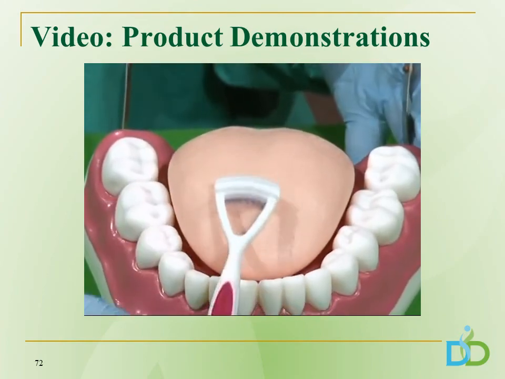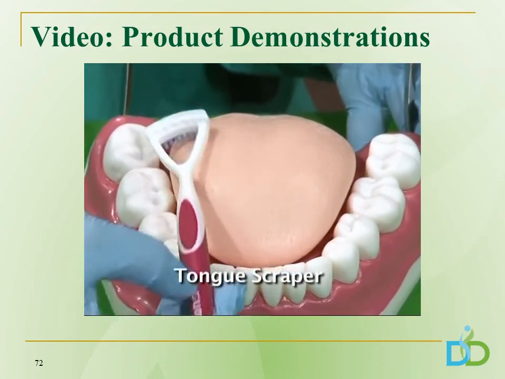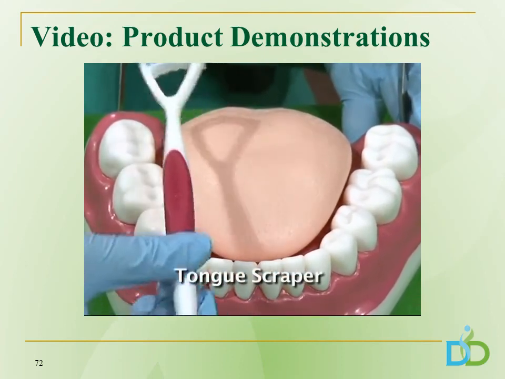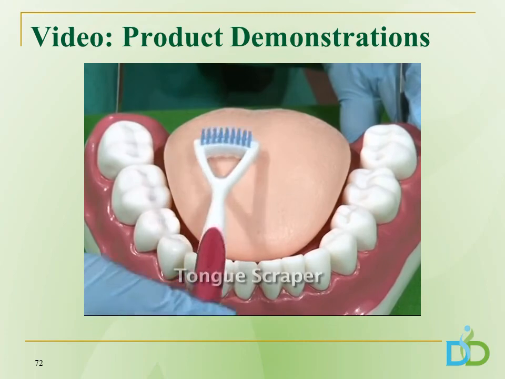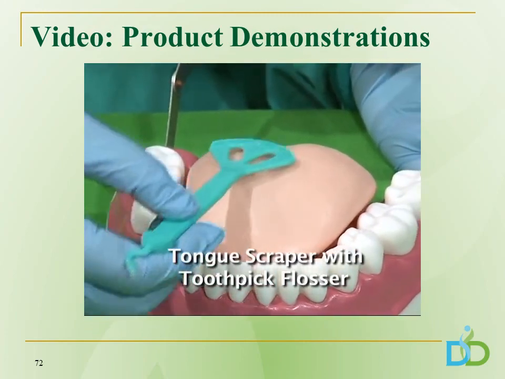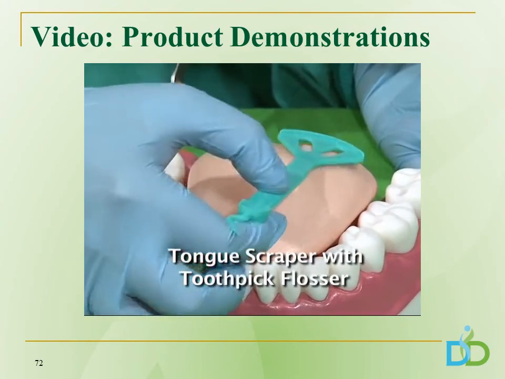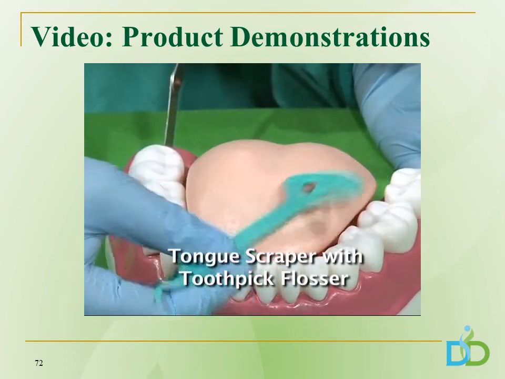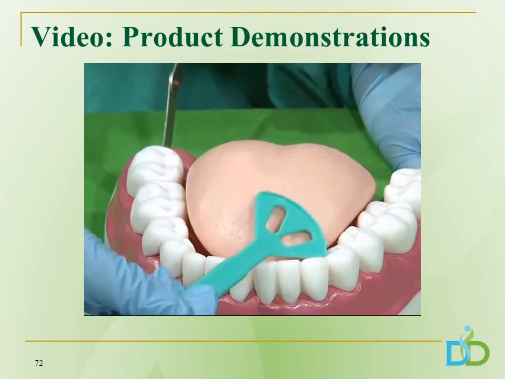You can use the bristle portion of the tongue scraper, or you can turn it around and use the other side as well. This is another tongue scraper that has small teeth on one side, which you can use to clean the surface of the tongue, and you can also use the other side as well.